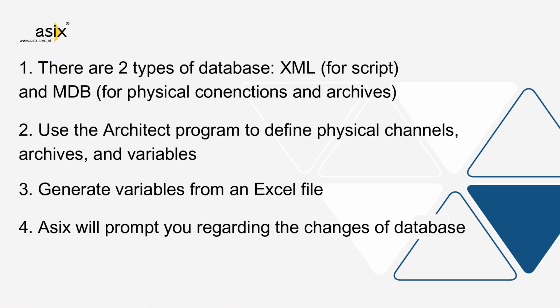Summary and tips. You can use two types and multiple instances of variable databases. Use the Architect program to define physical channels, archives, and variables. Generate variables from an Excel file, which allows for quick definition of large quantities of variables. When modifying the database in Architect mode, Asix will prompt you regarding the changes. For small updates, no restart is necessary.